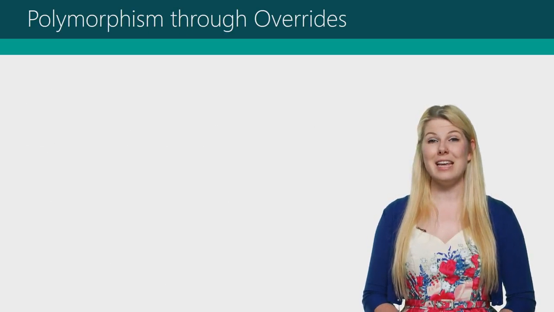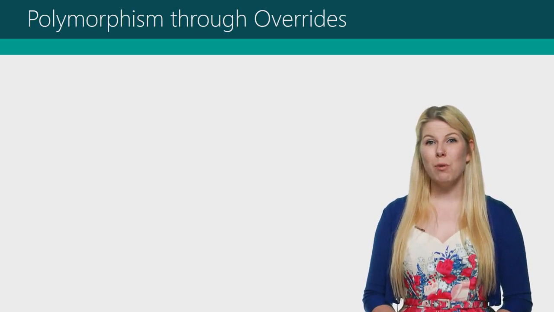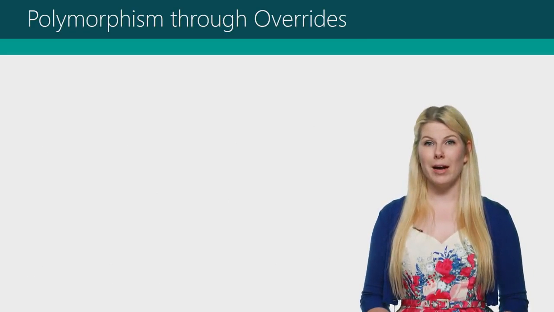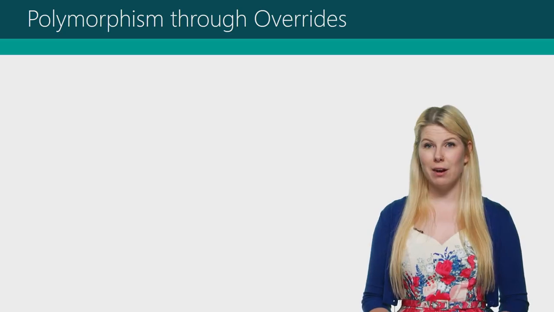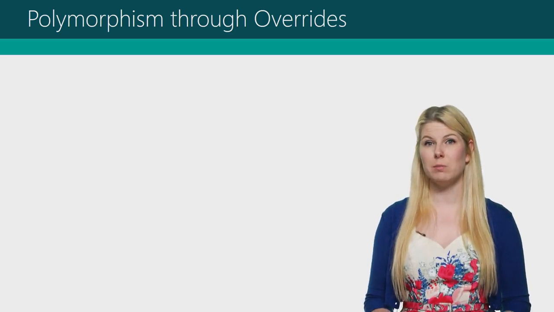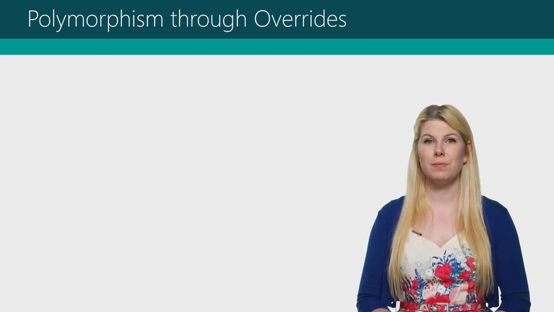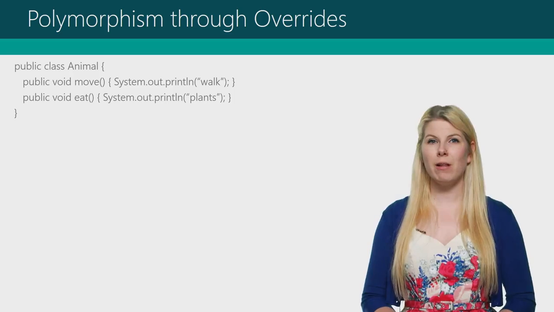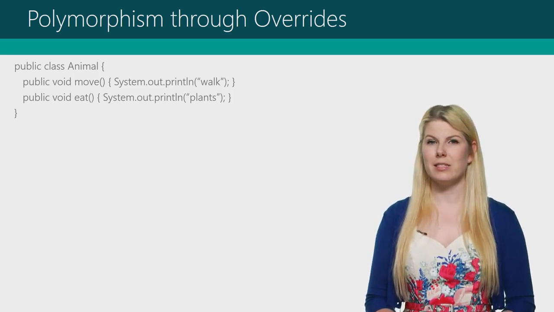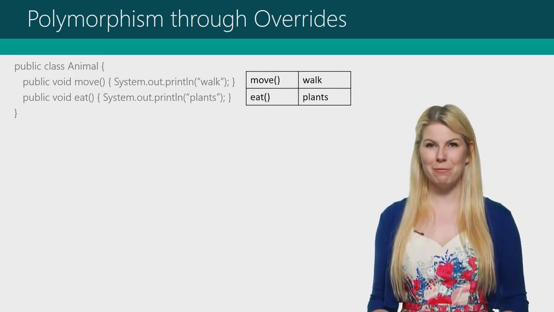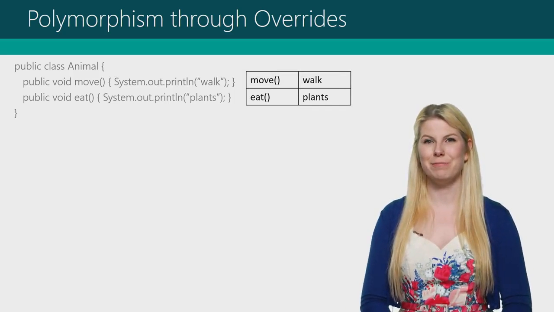Let's look at this in implementation. At this point, you've probably noticed overrides, meaning you don't have to automatically inherit the behavior of a specific method. You can rewrite it and define your own implementation. Let's say we have an animal class that moves and eats. Here's a table to make it really clear what these methods do.